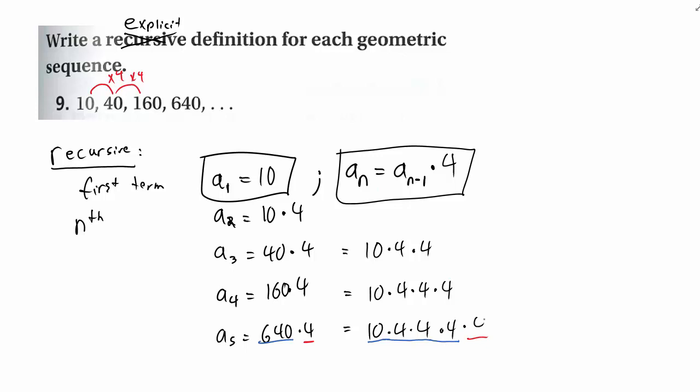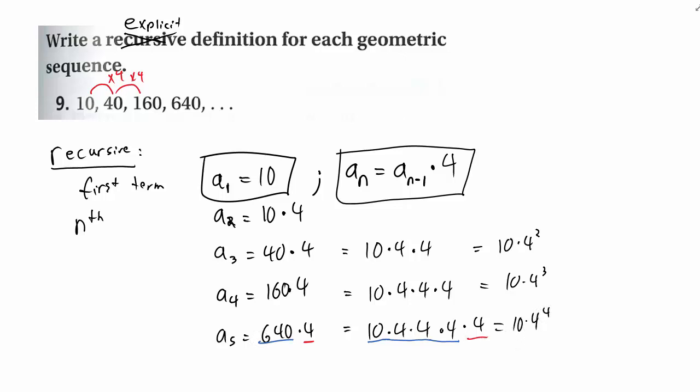So the pattern for explicit is for the third term, you multiply 10 by 2 fours. For the fourth term, you multiply 10 by 3 fours. It's 4 to the third. For the fifth term, notice how there's 4 fours. So for the explicit term, this is 10 times 4 squared for the third. For the fourth term, you do 3 fours, 4 to the third. For the fifth term, you do 4 fours, 4 to the fourth.